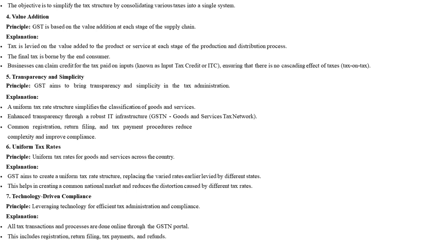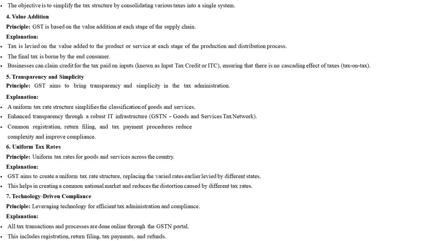5. Transparency and simplicity. Principle. GST aims to bring transparency and simplicity in the tax administration. Explanation. A uniform tax rate structure simplifies the classification of goods and services. Enhanced transparency through a robust IT infrastructure, GSTN, Goods and Services Tax Network. Common registration, return filing, and tax payment procedures reduce complexity and improve compliance.